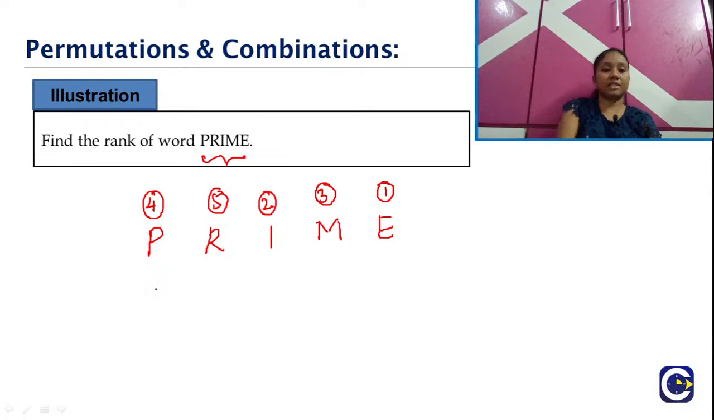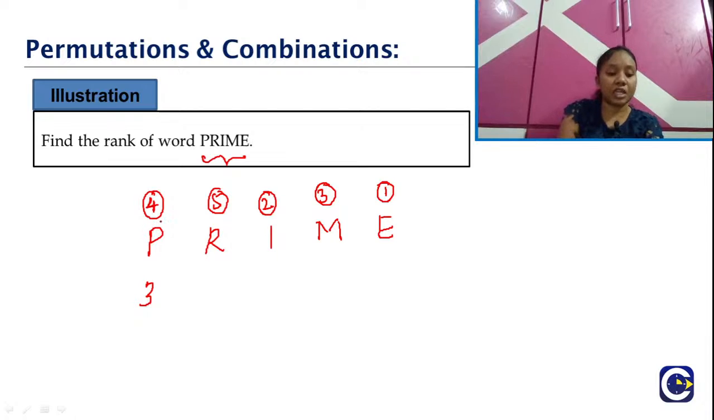So now the next step here is to write the numbers which are less than that towards the right hand side. So we'll start with P. The number which is given for P is 4. So let's check towards the right of P what are the numbers which are less than 4. 2, 3, 1. So 3 numbers are present towards the right of P which are less than the number given to P.